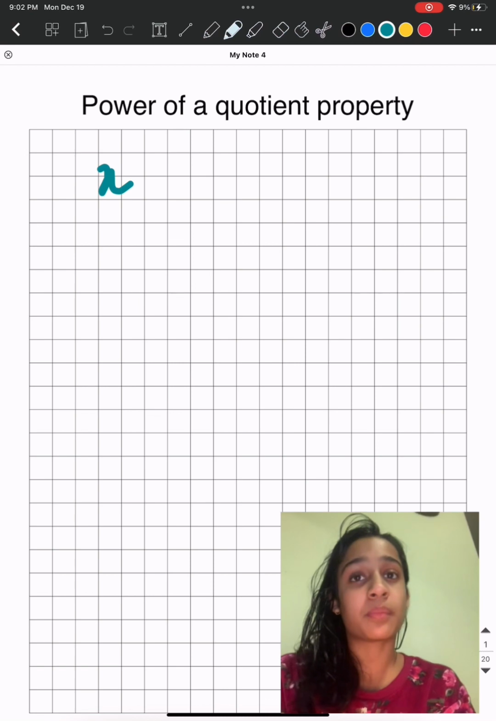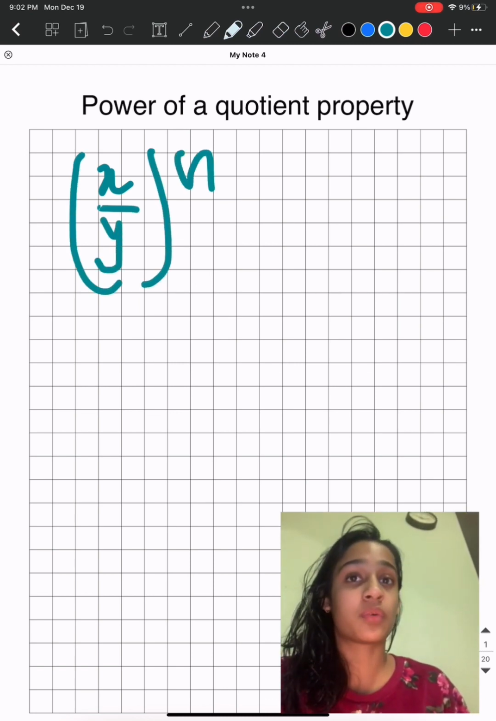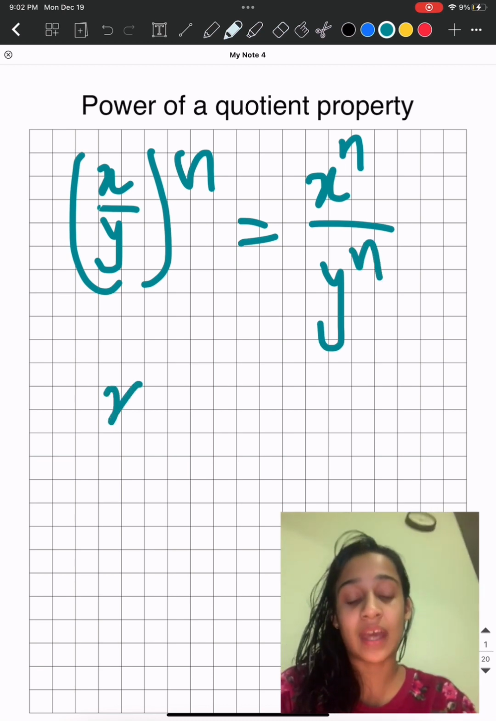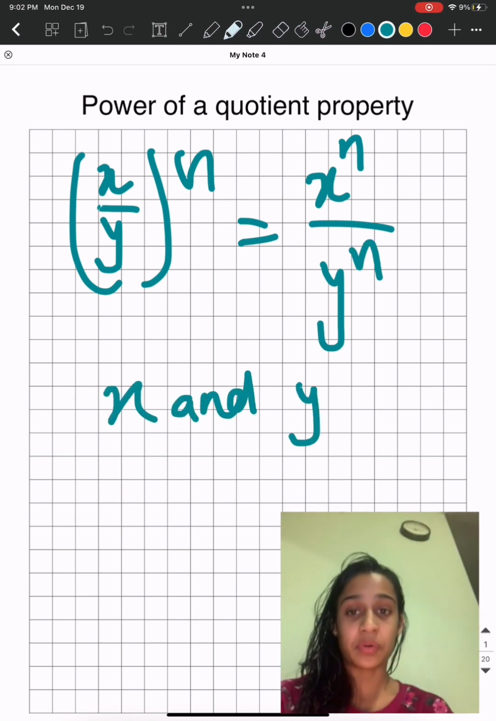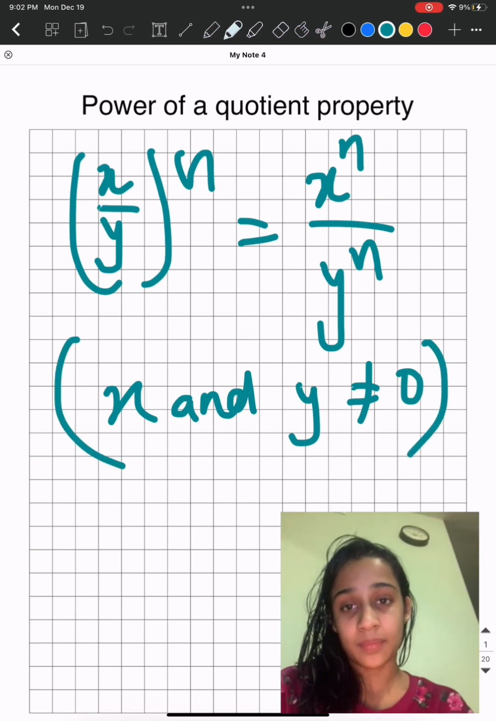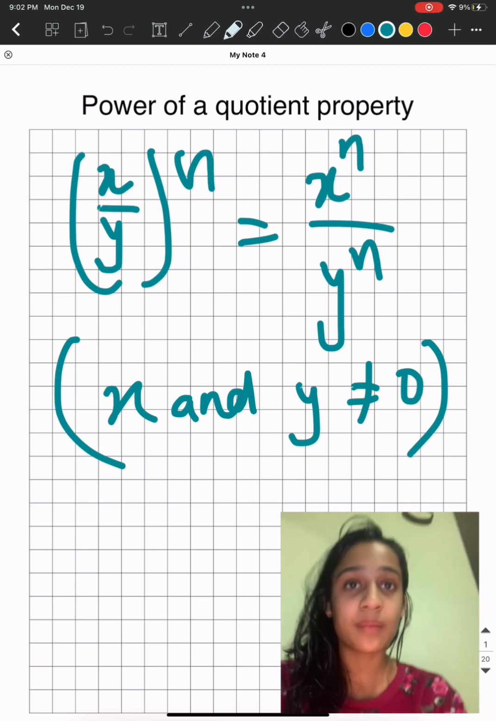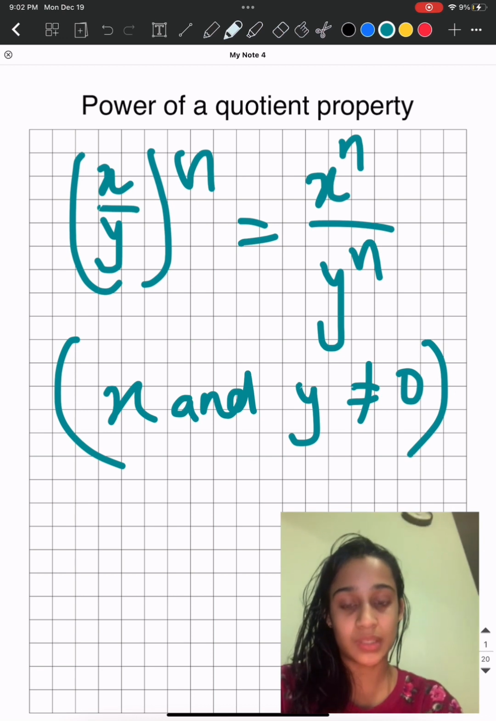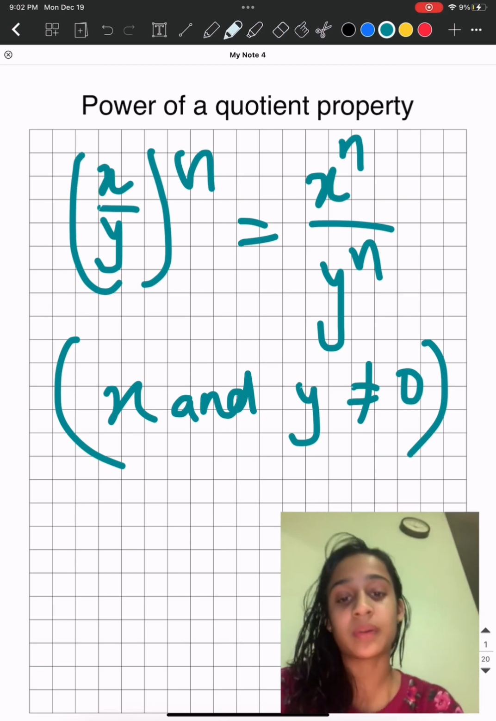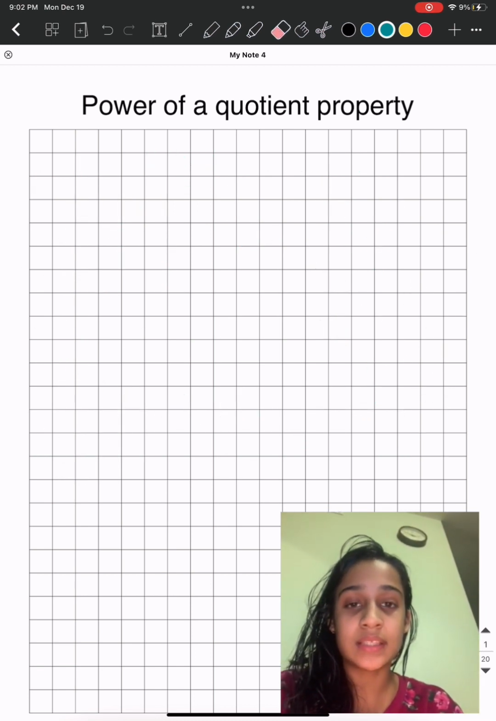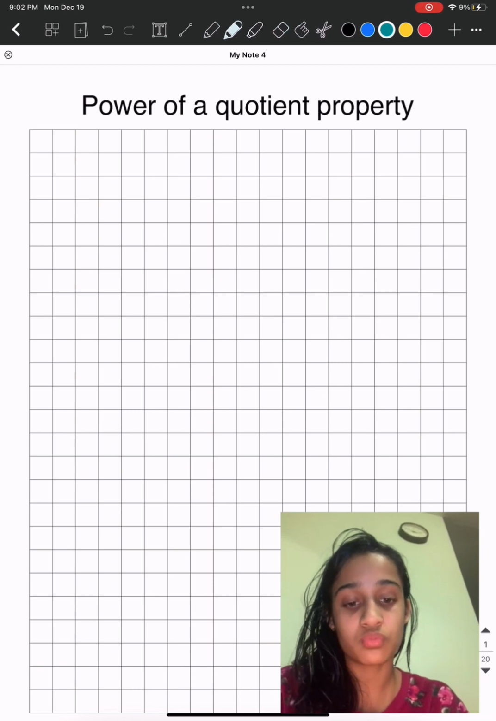The power of a quotient property states that to find a power of a quotient, find the power of each part of the quotient, and then divide by canceling out the common factors. So here is the formula: x over y in brackets to the power of n is equal to x to the power of n divided by y to the power of n, because again, we have to find the power of each part of the quotient. And this is only true when x and y are not equal to 0.